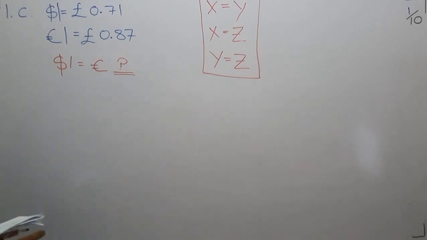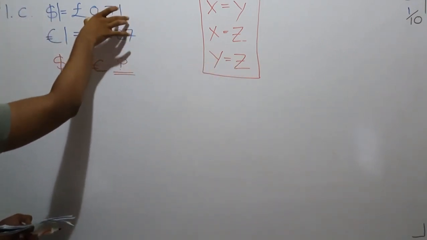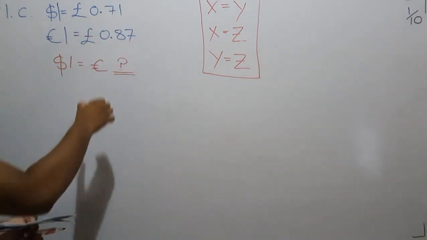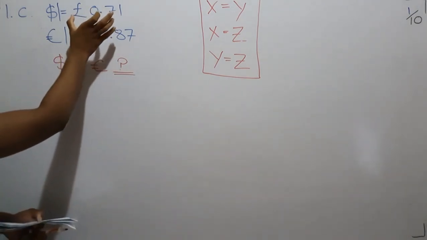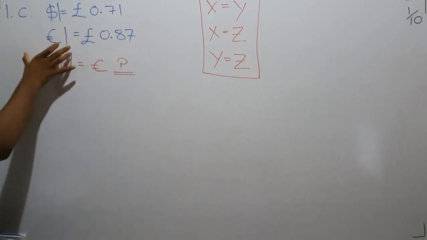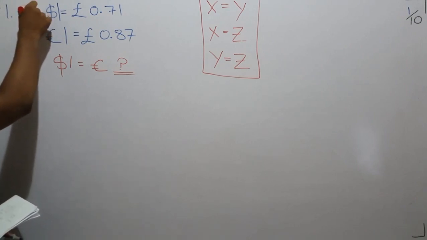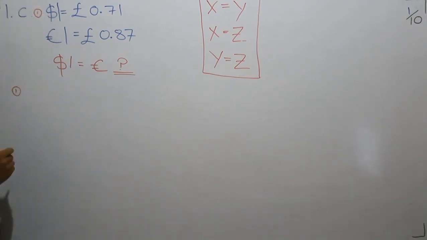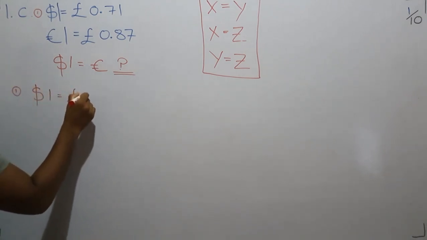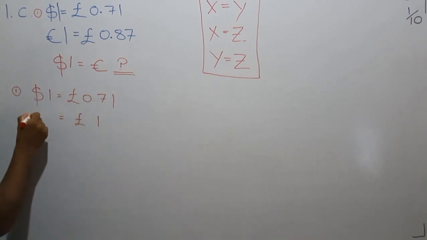Now, before forming something like this, we should make the pounds equal at both sides. So the best thing to do is, for £1, get the number of dollars, and for £1, get the number of euros. So this is our first relationship. $1 equals 0.71 pounds. So for £1, how many dollars?